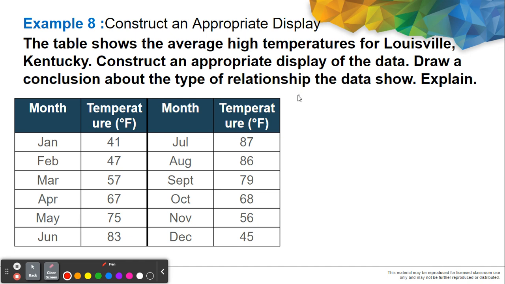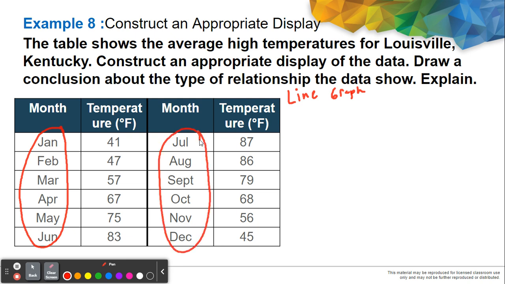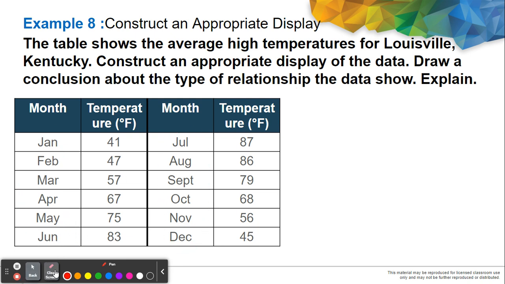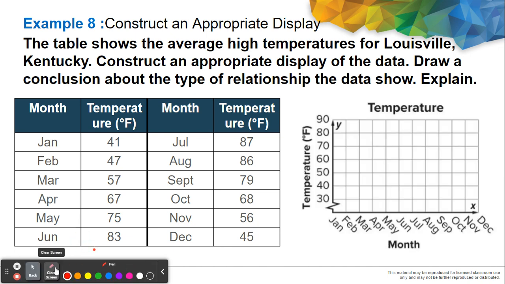Of course, this one calls for a line graph because we are going to show the trend of our temperature within our time of months from January to December. So it's very appropriate to construct a line graph. So let's have this one. We're going to do a line graph.